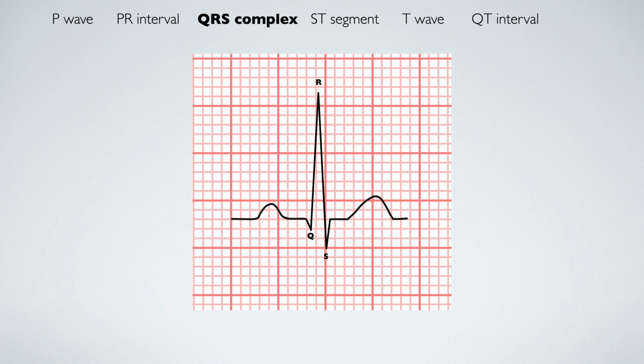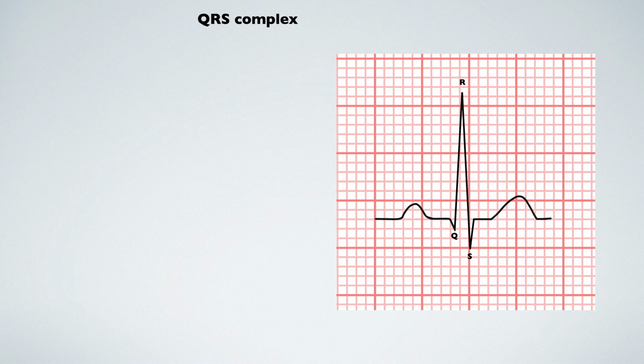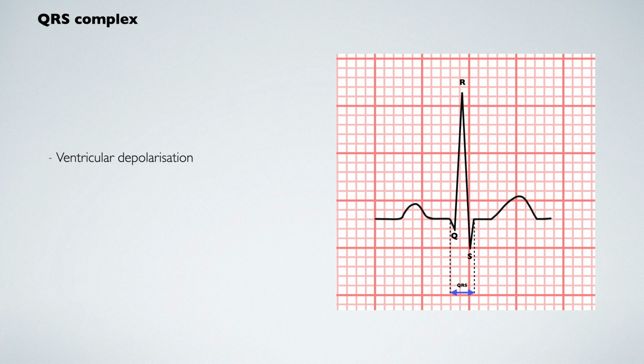Now it is time to review the QRS complex. The QRS complex starts at the beginning of the Q wave and completes at the end of the S wave. The QRS complex represents complete depolarization of the ventricles, and its normal duration should be around 100 milliseconds or less.